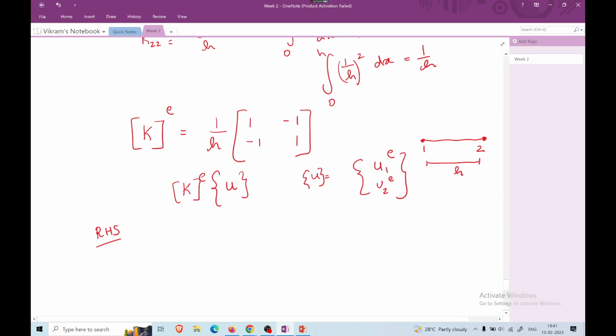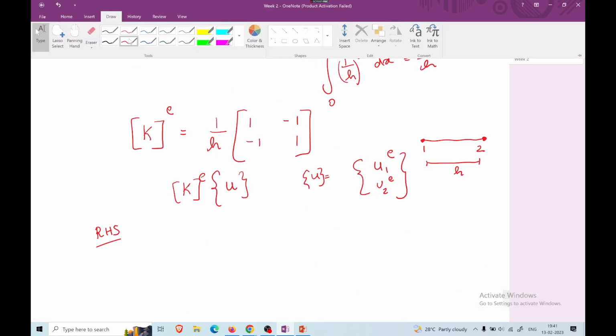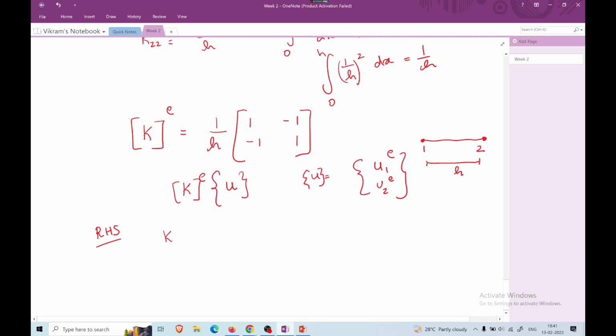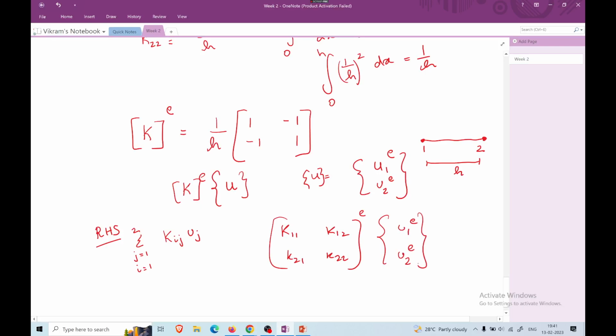So here, you call k_ij into u_j, summation j equal to 1 to 2, and i also equal to 1 to 2. Which means k11, k12, k21, k22 into u. All these are with respect to the element. So here i is equal to 1, i is equal to 2, here j is equal to 1, j is equal to 2.